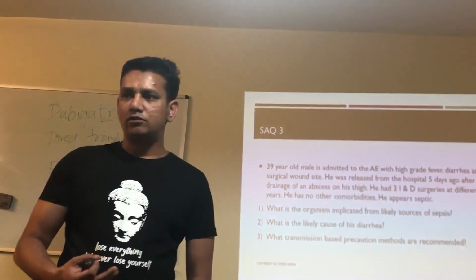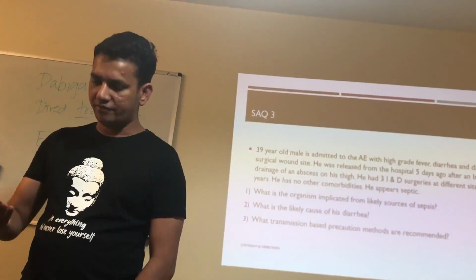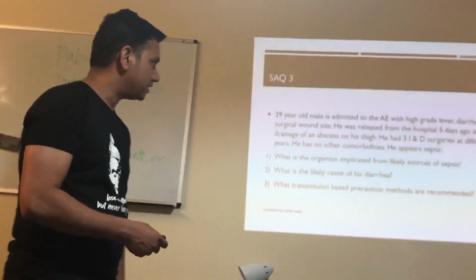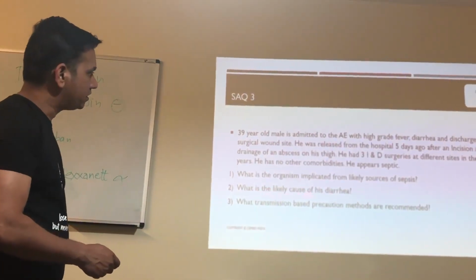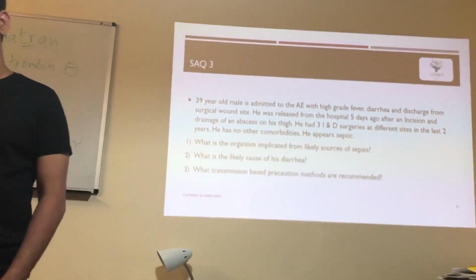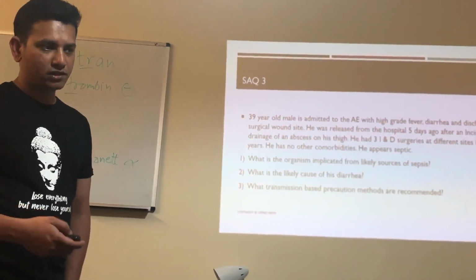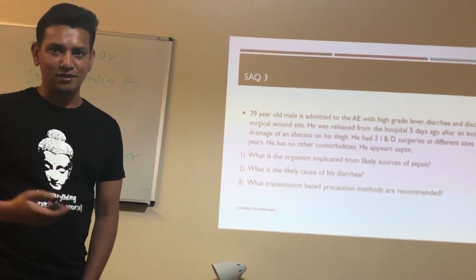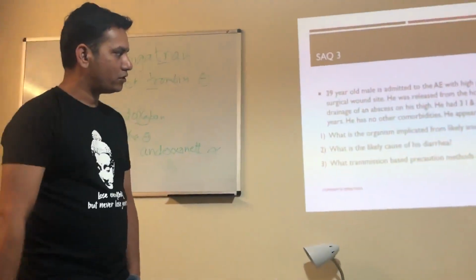What is the likely organism to cause an abscess? In his case, it would be Staph aureus, Staphylococcus aureus. And in his case, it is recurrent, so it is methicillin-resistant Staph aureus, MRSA. What is the cause of his diarrhea? He must have received recurrent oral antibiotics. So, antibiotic-induced diarrhea, likely secondary to either co-amoxiclav, or if the doctor has been smart enough and thought, oh, this is MRSA, so I'm going to start him on clindamycin. Clostridium difficile. So if Clostridium difficile diarrhea is there, what transmission-based precaution methods are used?